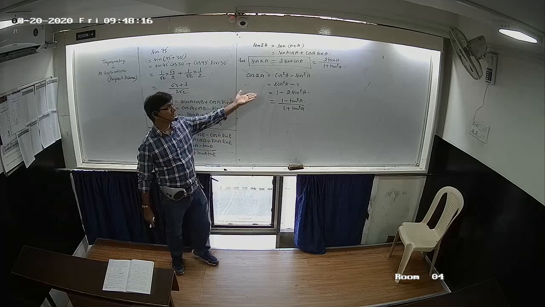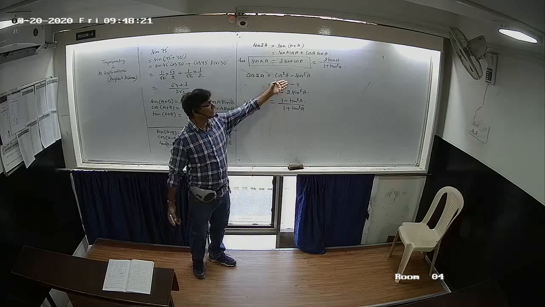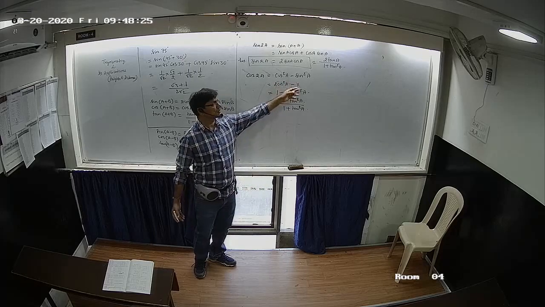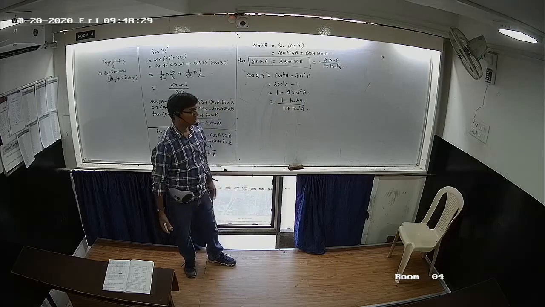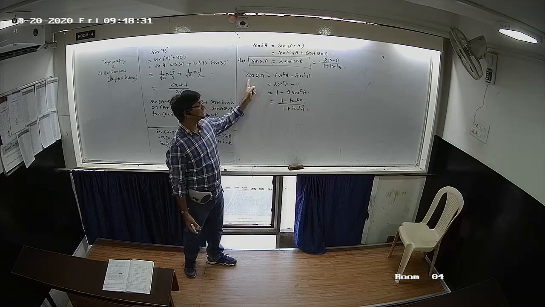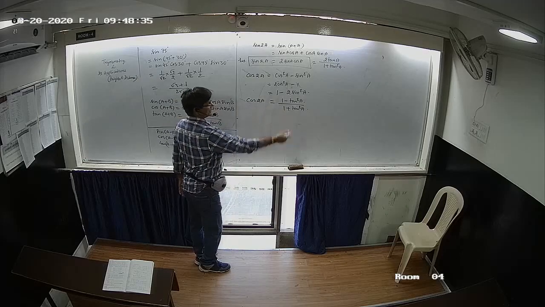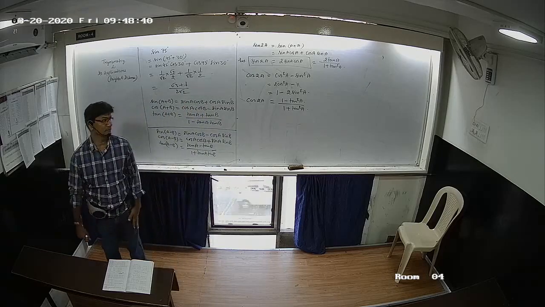Cos 2a will be equal to cos square a minus sin square a. As we did, we can convert it into cos totally, it is 2 cos square a minus 1. In terms of sin, it is 1 minus 2 sin square a. And in terms of tan, the same cos 2a is equal to 1 minus tan square a upon 1 plus tan square a.